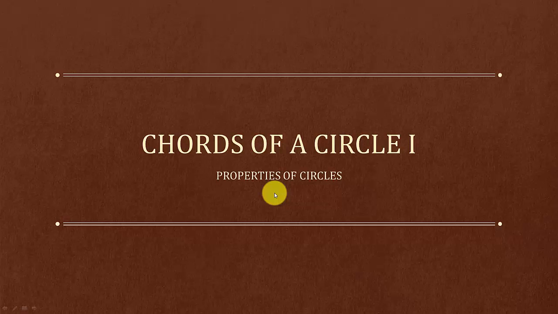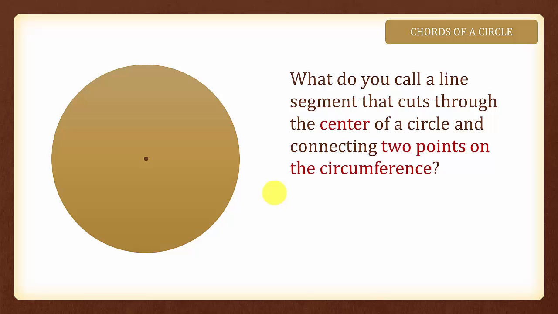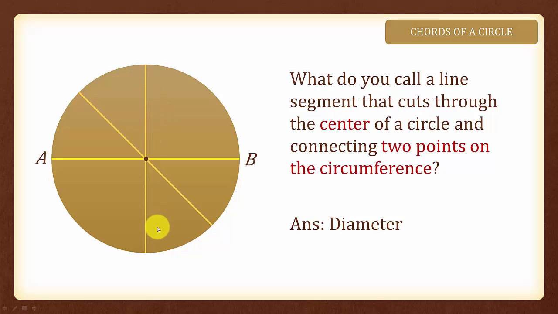In this topic, we are going to look at the chords of a circle. Let's recap. What do you call a line segment that cuts through the center of the circle and connects 2 points on the circumference like this? Yes, this is the diameter of a circle. These are another 2 examples of the diameter of a circle.